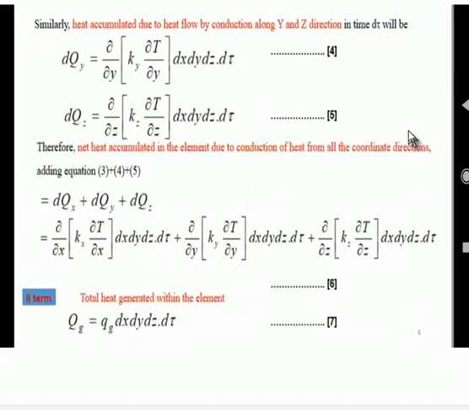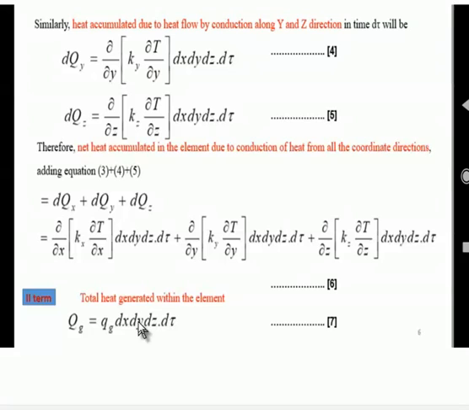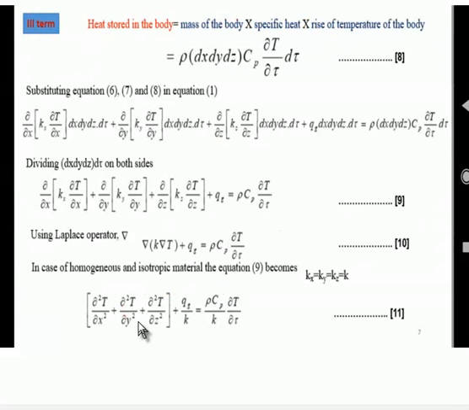So first we have to consider three terms. First we have to find out the net heat accumulated in all the directions. Second term, heat generated within the element, and adding these two will give the third term. So we have to substitute equations 6, 7, 8 in equation number 1, as they are.